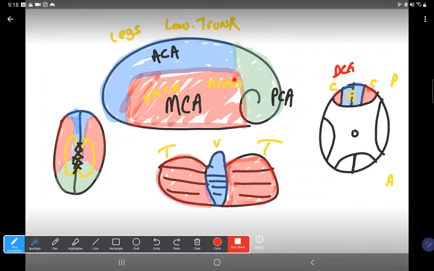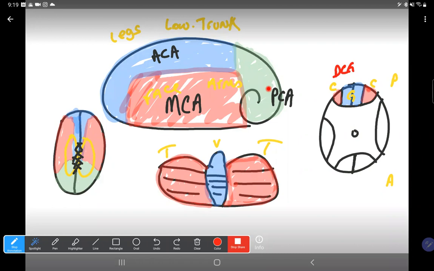I want you to know that the lateral side of the brain usually goes to the face and the arms, and the blood supply is the middle cerebral artery. Okay? Anterior, midline, that goes to the legs and the lower trunk, irrigated by the anterior cerebral artery. And the posterior cerebral artery is in the back, usually associated with vision. Okay?